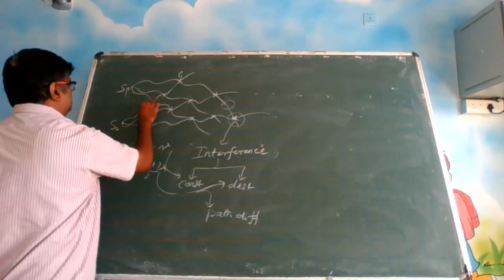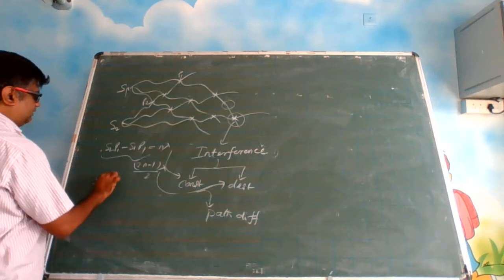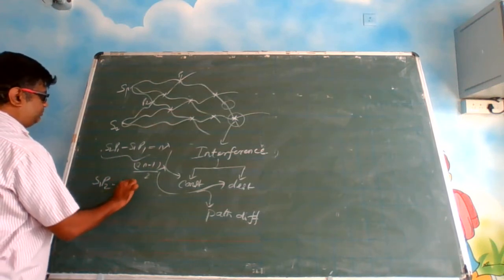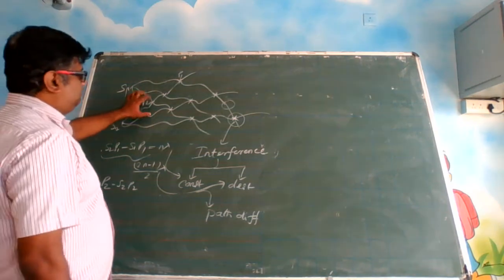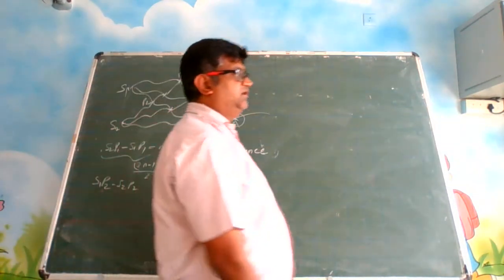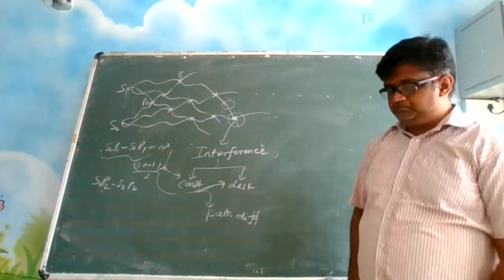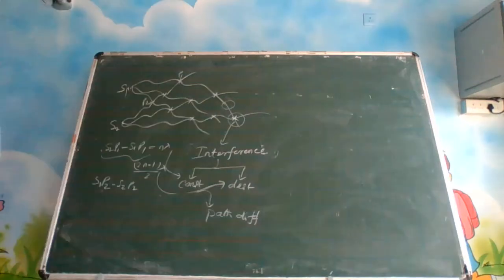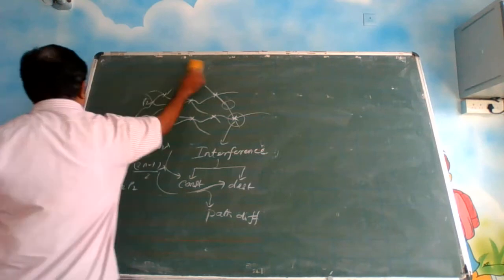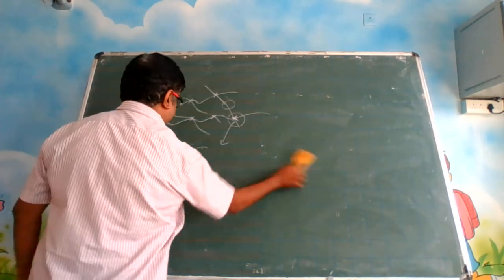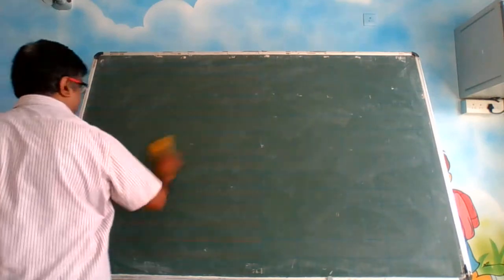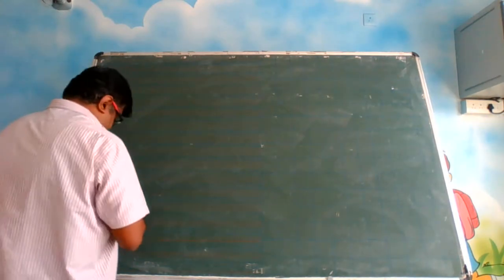Take this point, call it P2, then S1 P2 minus S2 P2. So at each point, you can calculate whether you are getting a dark spot or a bright spot. This is what we have learned till now. Okay? So, look here.